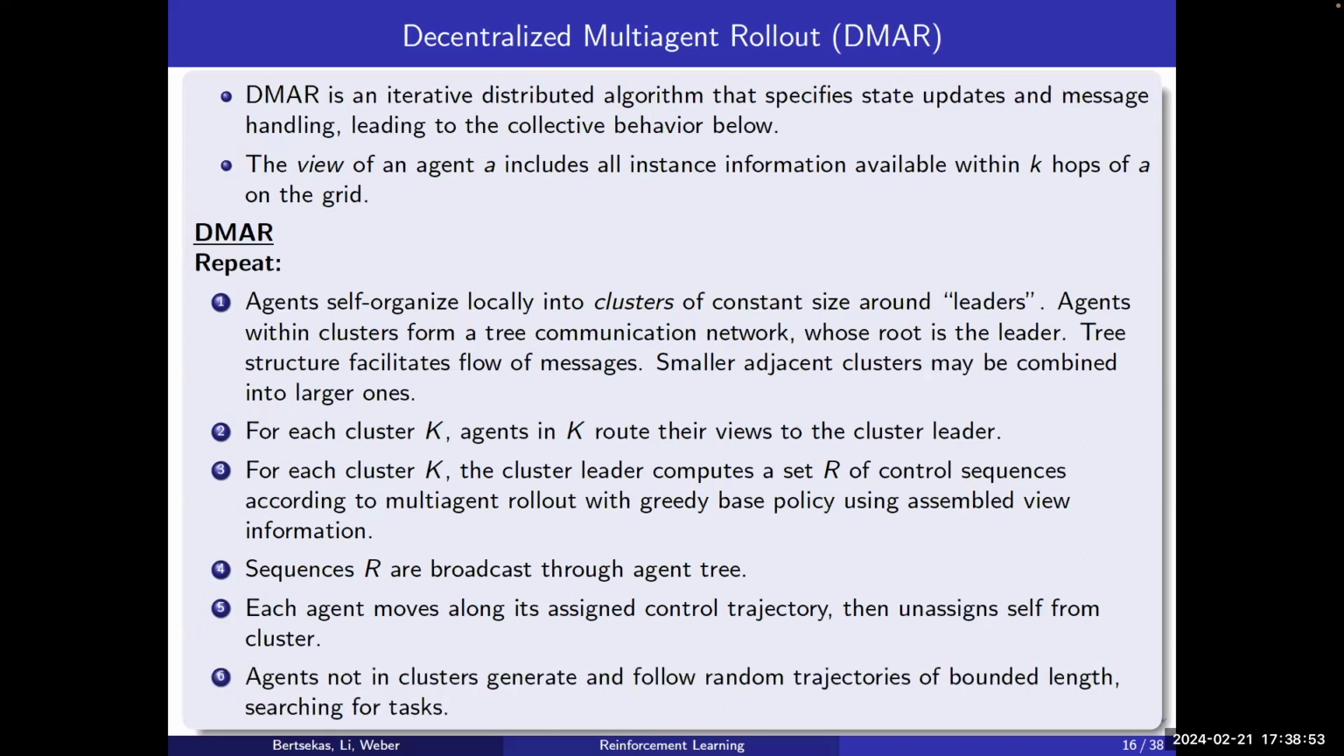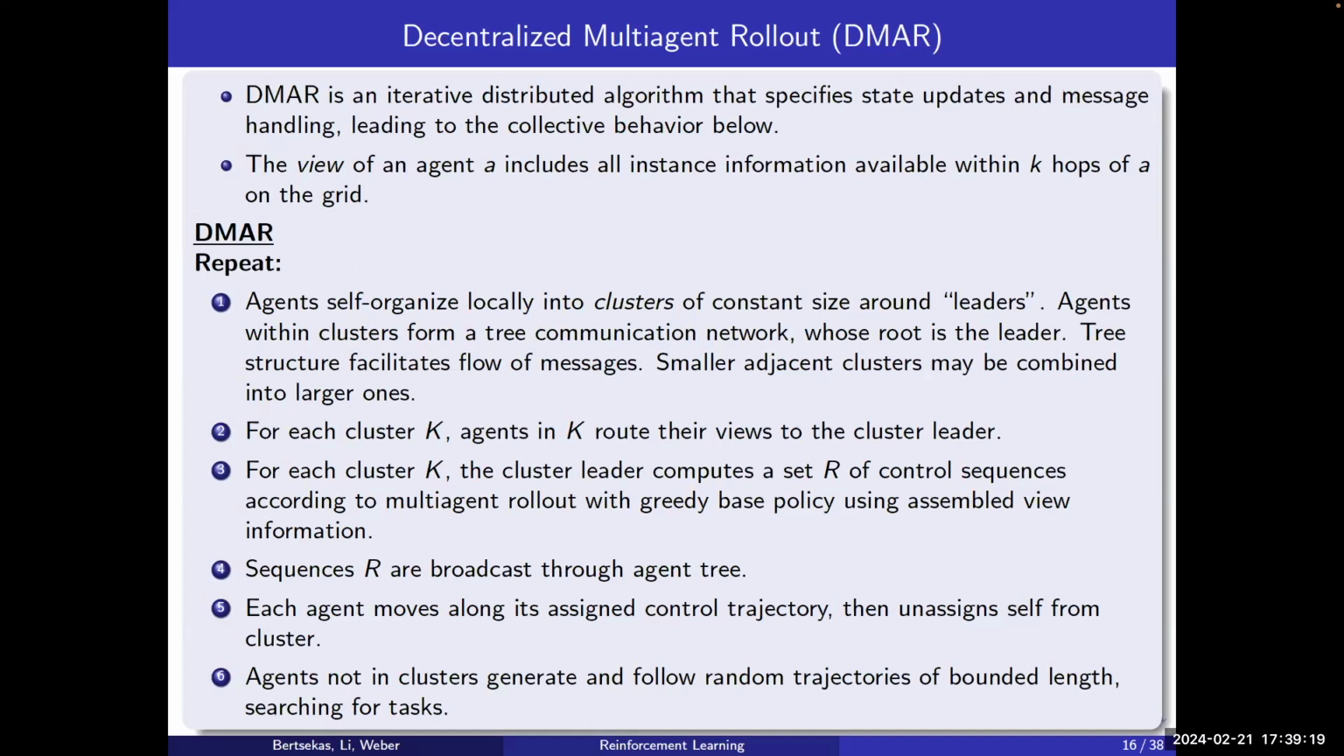It may be the case that some agents just end up not joining clusters at all because they're too far away from tasks or other agents. In this case, they're going to generate a random trajectory of bounded length and follow it, searching for tasks. So this is a high-level overview of the collective behavior that the distributed algorithm is going to generate. Are there any questions about that?